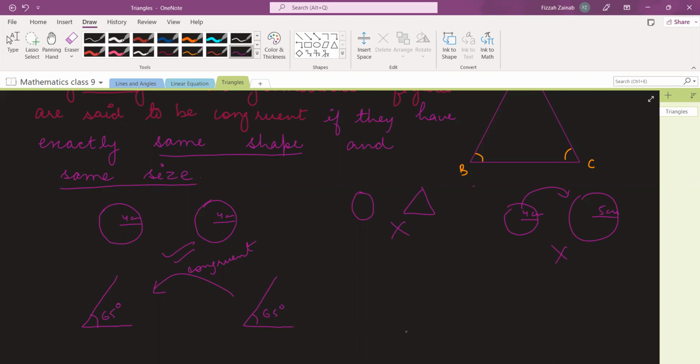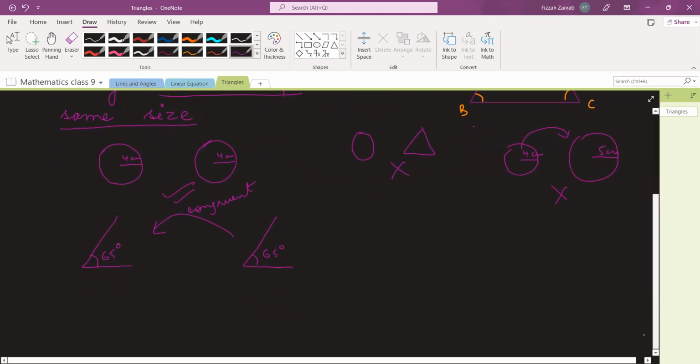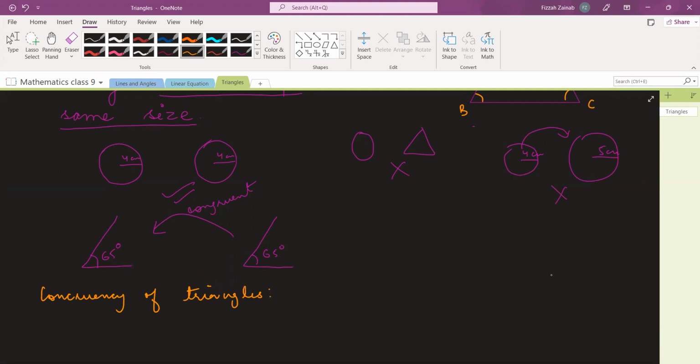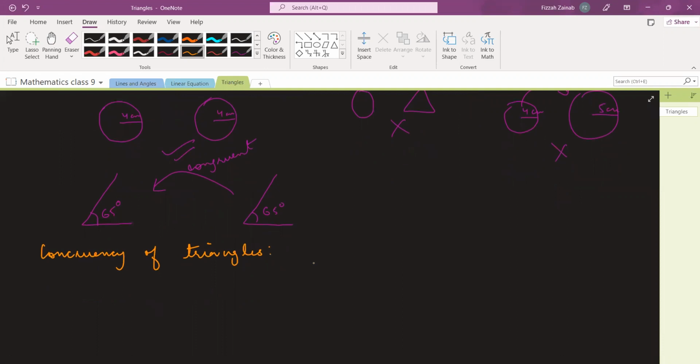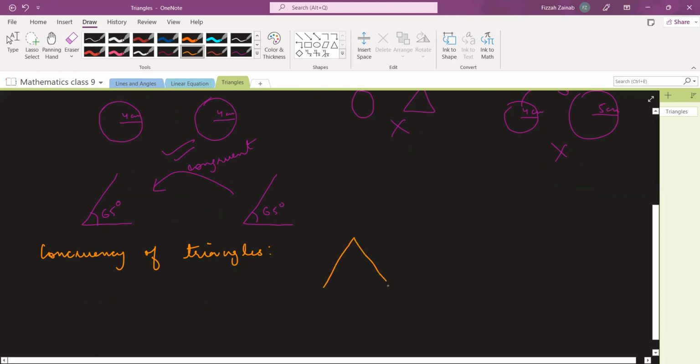Okay. So we have to study specifically the congruency of triangles here, right? Not other figures. Okay. So just write down one thing, in case you forget. The two triangles are congruent. Or you write it like this, like make two triangles. Okay.